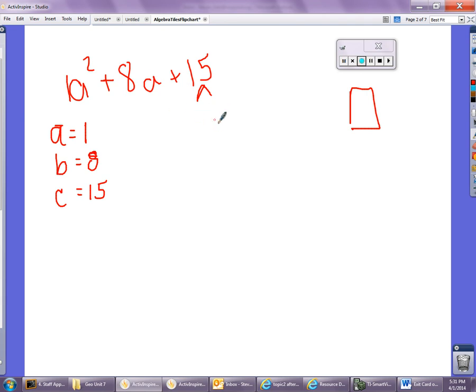For 15, there's 3 times 5 and 15 times 1. As soon as I said it, I remembered that 3 times 5 is 15, and 3 plus 5 is 8. So those are the two numbers that will go in our binomials. The factored form of this trinomial would be a plus 3 and a plus 5, the other one.